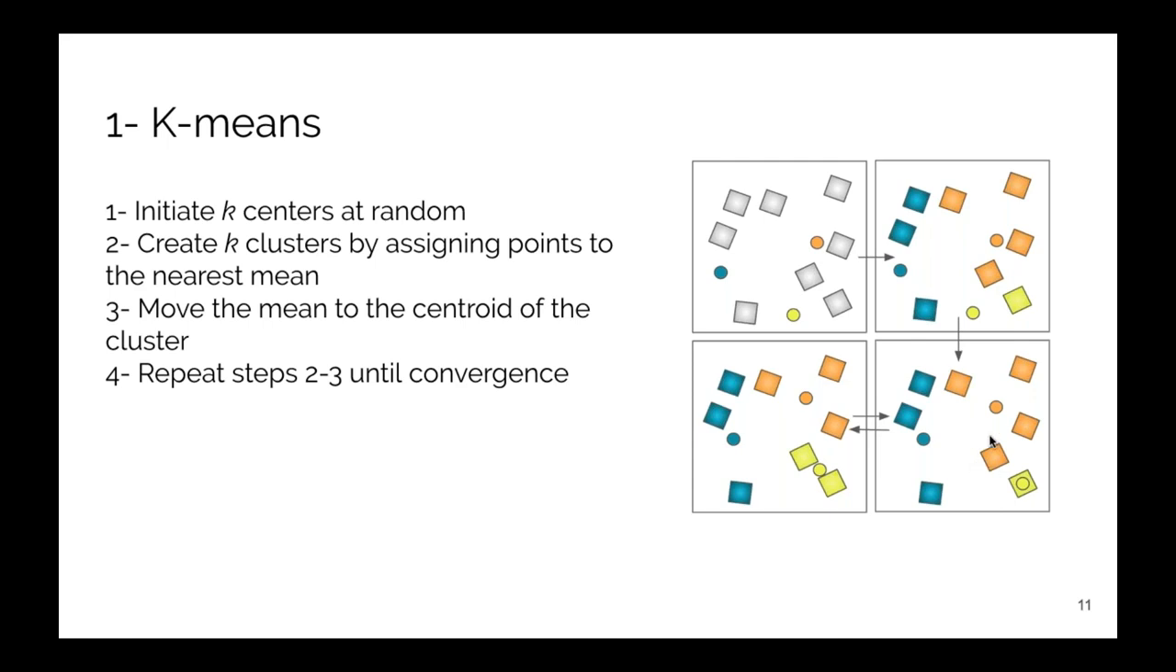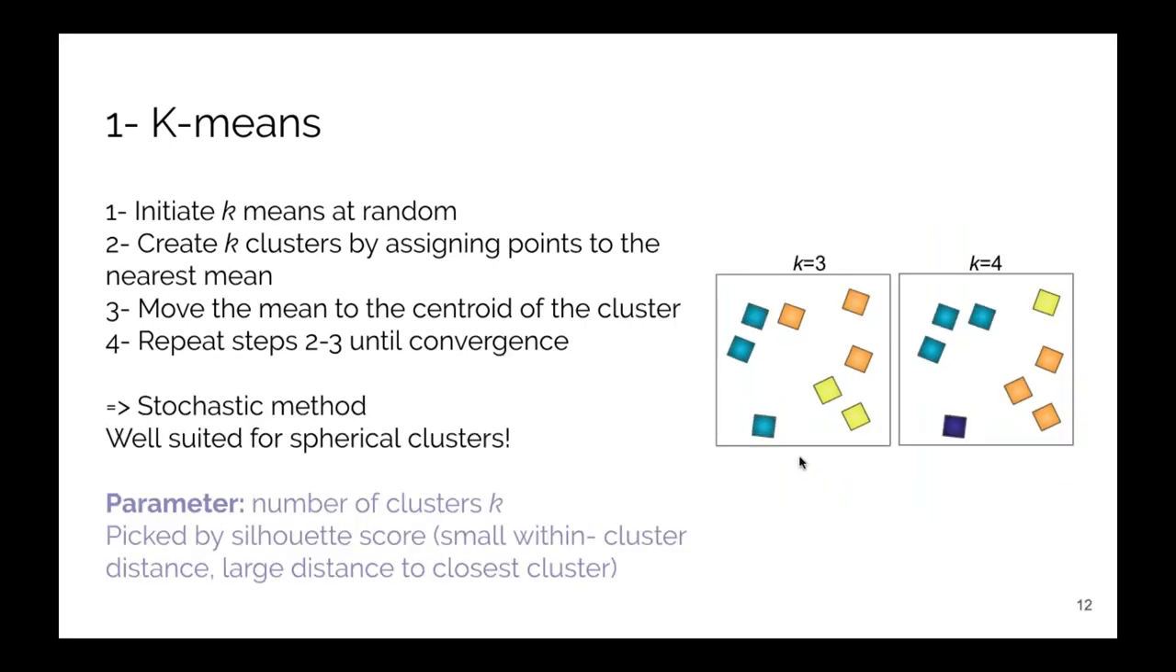So you can see, for example, here at this step, this point that was originally in the orange cluster was actually closer to the yellow center, and so it became labeled as yellow, and then the centroid of the yellow cluster moved to the center between these two points. So k-means, as you can imagine, is a stochastic method, which means that you don't get twice the same result if you carry out the clustering several times. And this is because the means are initiated at random. And by design, it works very well for spherical clusters, but doesn't perform well on data sets that have a different shape.